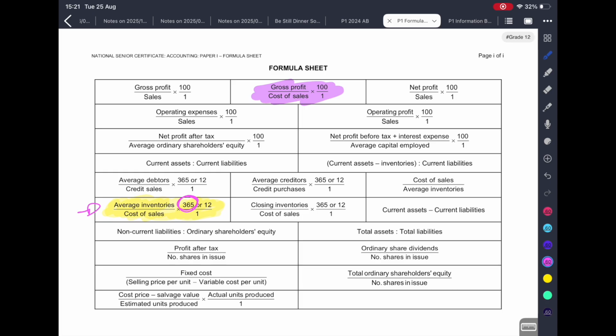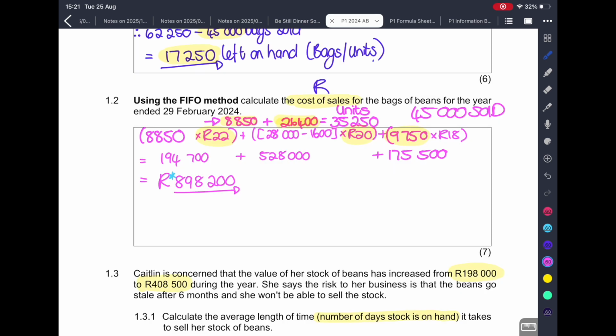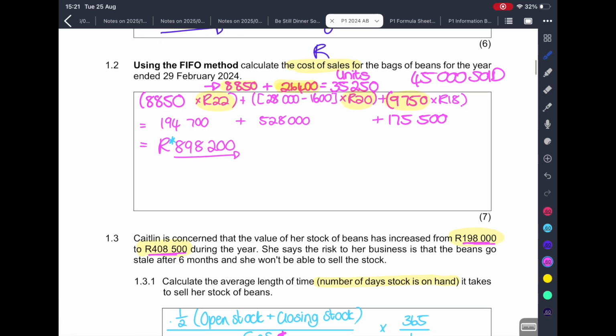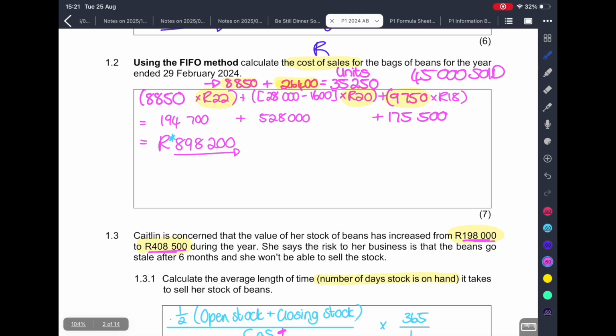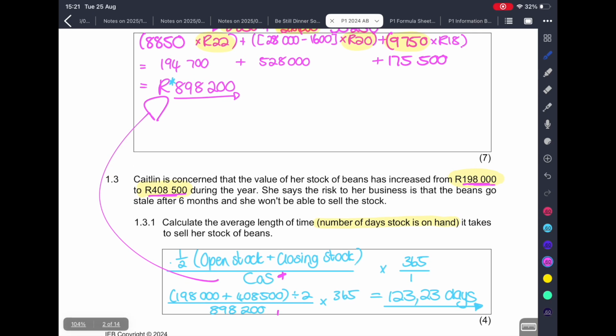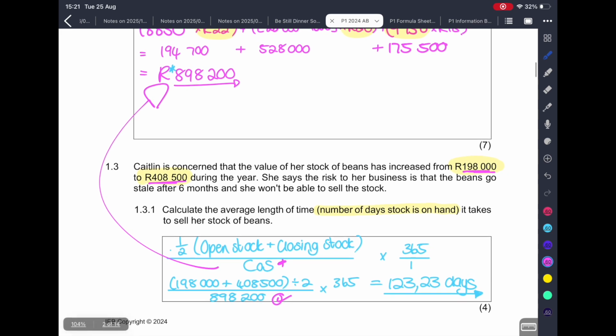So my average inventories, how do I do that? Take my opening stock, which they gave you, 198, plus the closing, 408, divided by 2, or times half, however you want to say that to make sense. And your cost of sales, you calculated just now in 1.2. So this will probably be a method mark. 898,200 was the correct amount. And you will get a number, 123,23 days. So, yeah, that's almost 6 months, but it is a long time to be sitting with some beans. So she might need to take a look at that.